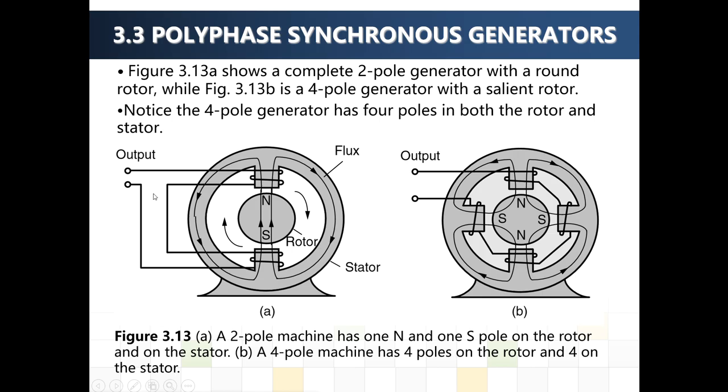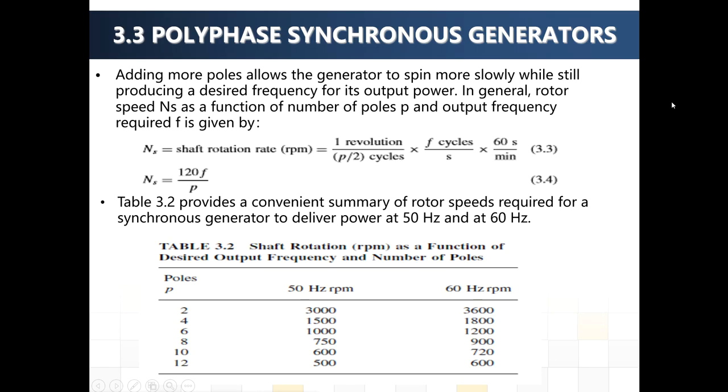The left side figure shows a 2-pole machine with a round rotor, and the right figure shows a 4-pole generator with a salient pole rotor. The 4-pole generator has 4 poles in both the rotor and the stator. When we add more poles to the generator, it allows the generator to spin more slowly.